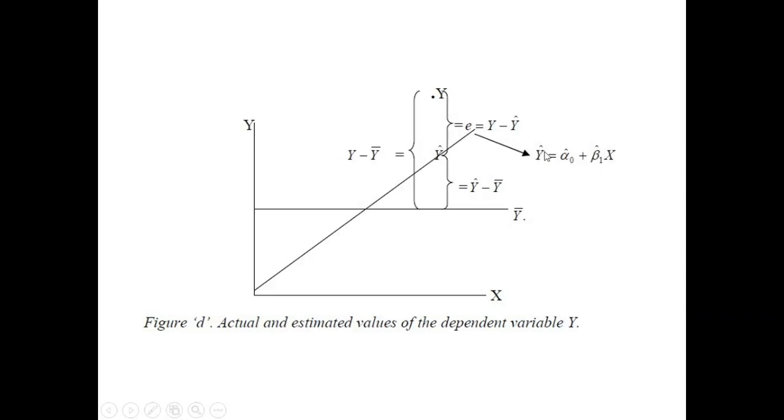Now this graph is equivalent to y hat equals alpha hat naught plus beta hat 1 x. So this one is the y intercept. This one is the slope or coefficient.